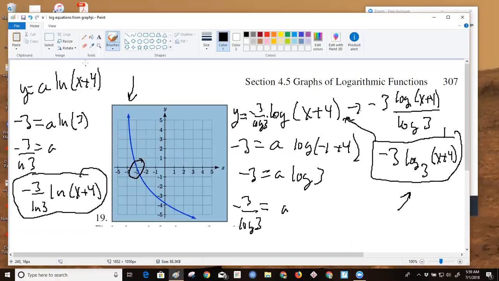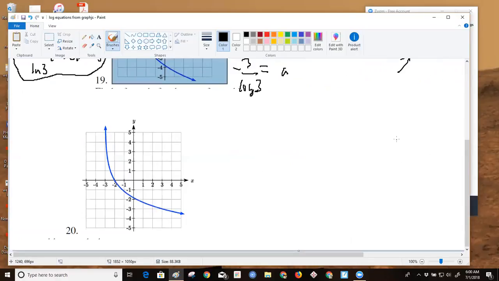Okay. So that's question number 19 on that page. What if you take a minute here? What if you take a look at number 20 and stop this video and try to do this problem, and then you can come back and finish watching the video and see what I do to get this answer.